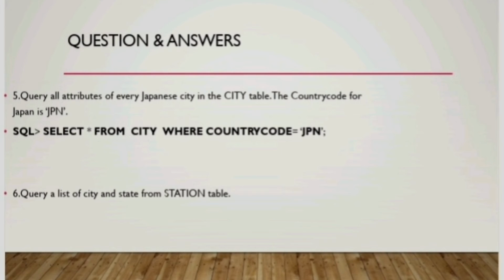Go to the fifth query. Query all attributes of every Japanese city in the city table. The country code for Japan is JPN. So here is a query. Select * from city, that means all the attributes from city, where country code equal to 'JPN' in caps; So this lists out all the cities where country code equal to JPN.